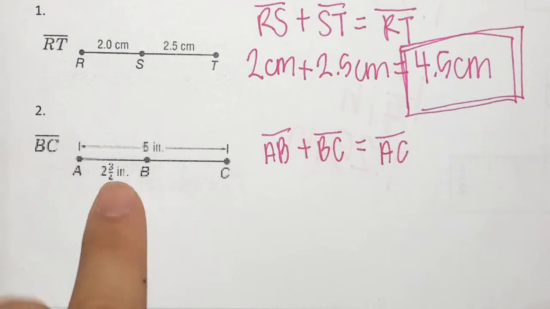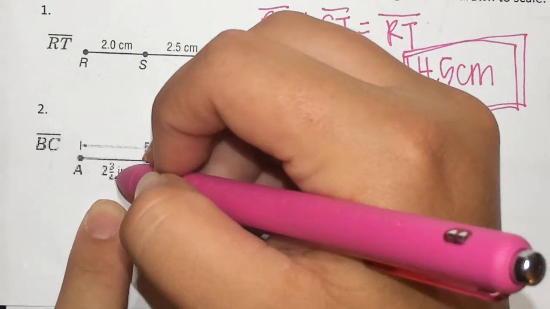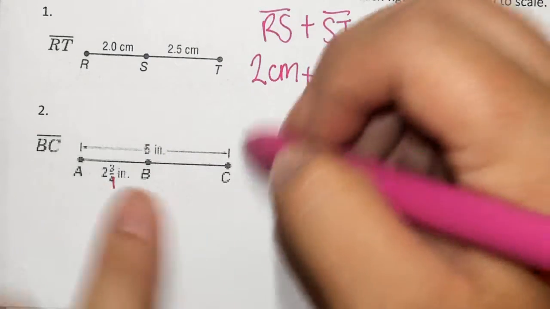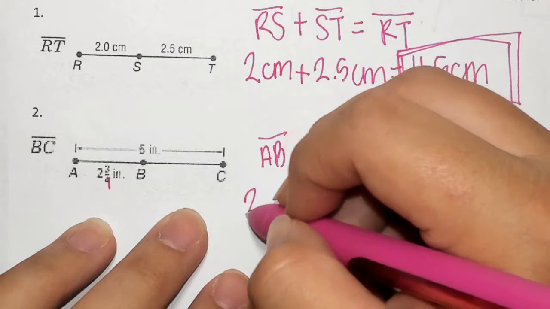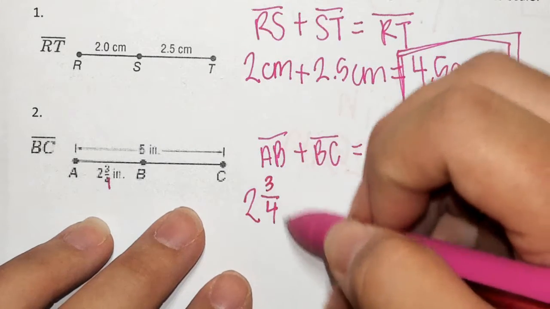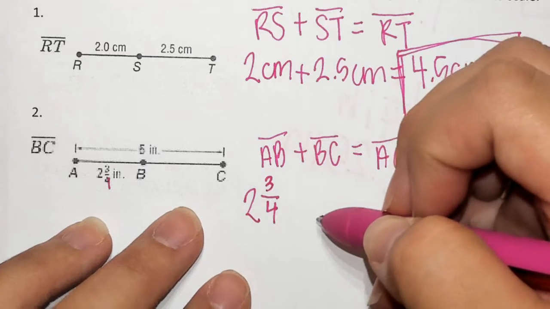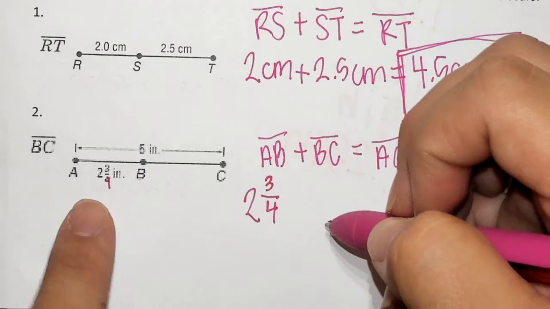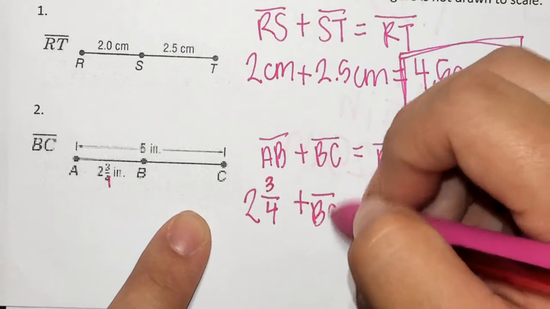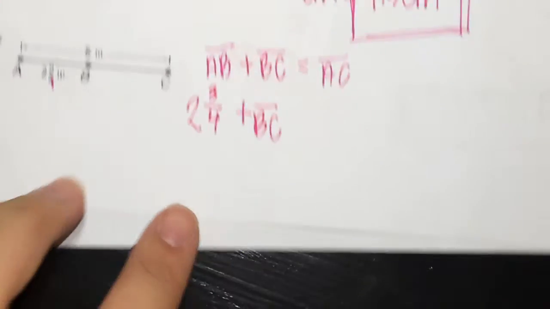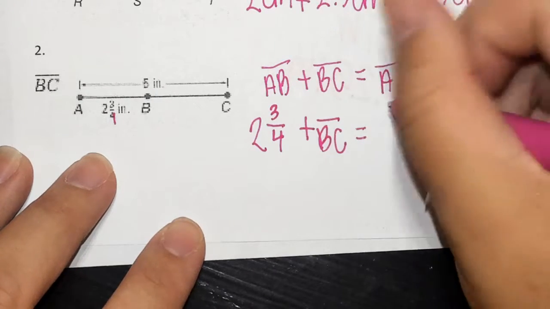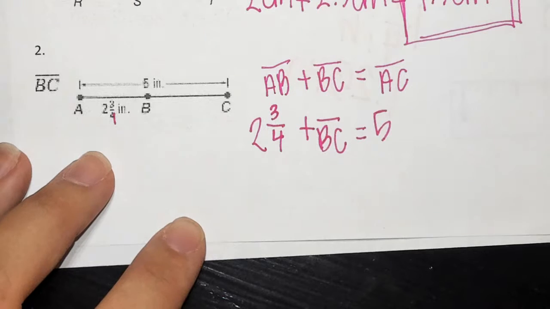All right, let's substitute in. I know you can't really see this. It's 3/4. So instead of writing AB, we're going to plug in 2 and 3/4. You don't have to write the unit every time right here. Just make sure it's in your answer. Okay. 2 and 3/4. Do I know BC? Nope. So leave it like it is. But I do know AC is 5 inches.